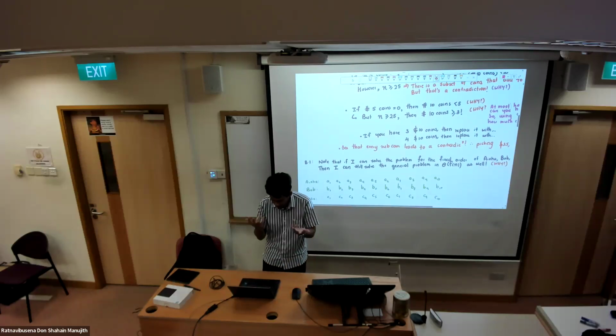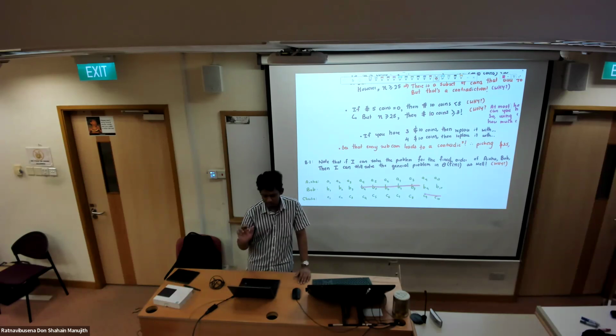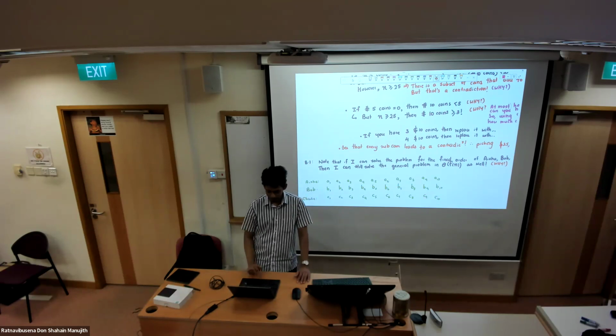For example, we can give these houses to Aisha, and then I can give these houses to, let's say, Bob, and then give these two houses to Charlie.